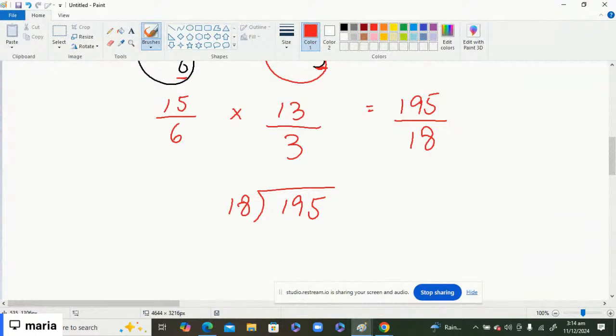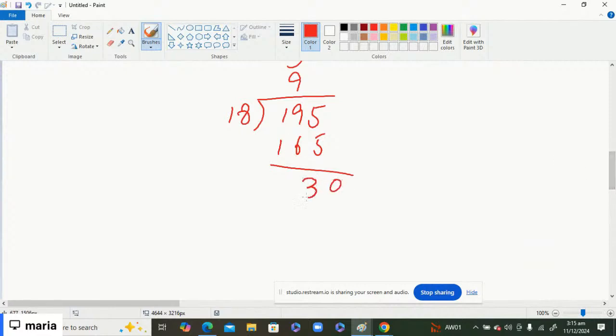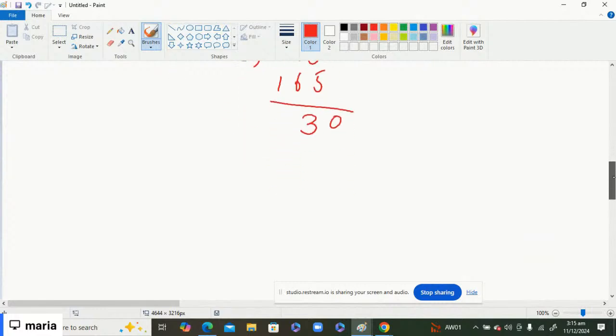18 times 9. Let's put 165 and then just putting here 0 and 3. This is a 30 now. But if you are going to put a number closer to that number, so you are going to put some 18 times 10 or 18 times something. Okay, this is the way that we get it.